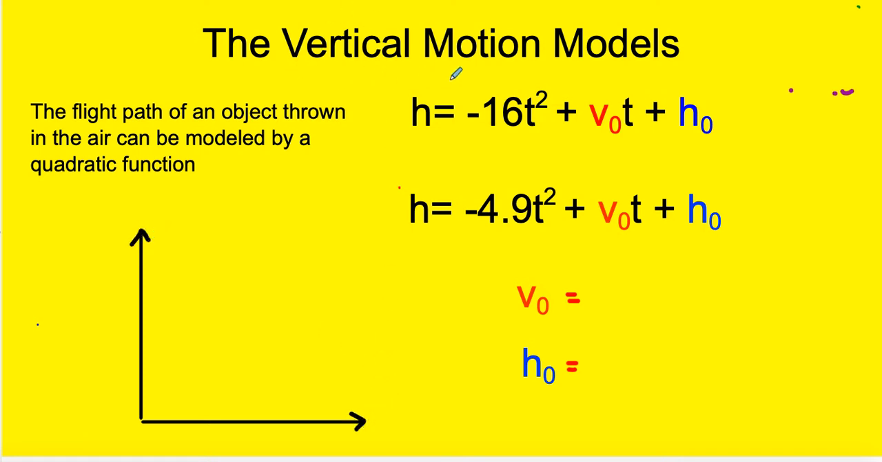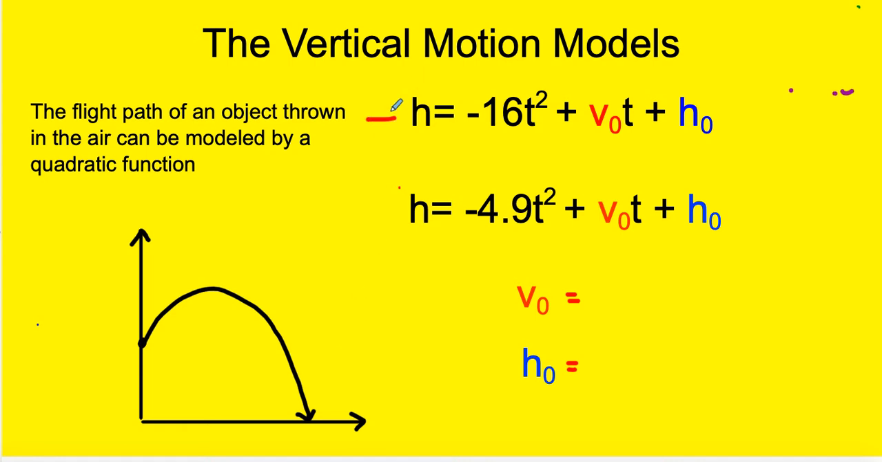And so we're going to talk about the vertical motion models just as a recap. We've been investigating these in class. We know where they come from. We know they include gravity. And we know now that the flight path of an object thrown in the air can be modeled by a quadratic function, and that should kind of make sense to you. If I'm standing somewhere like right here and I throw a ball up in the air, it's going to go up and it's going to come down. You could kick a soccer ball, a basketball, a baseball, but they're going to follow that basic path.